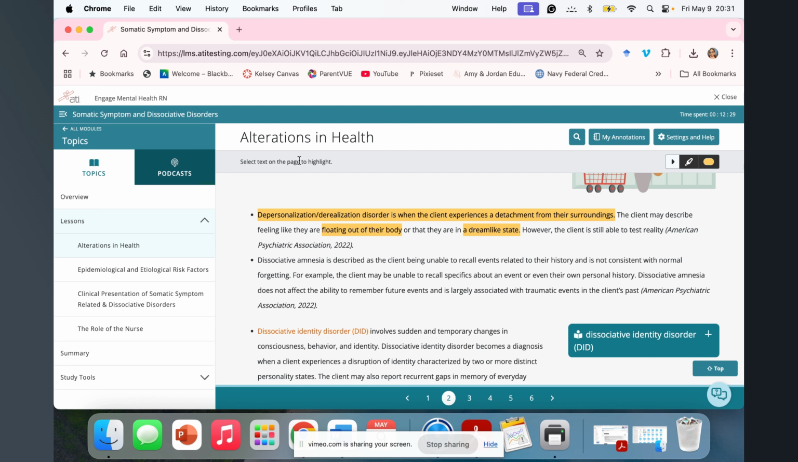When we have dissociative amnesia, this is described as being unable to recall events related to your history and is not consistent with normal forgetting. For an example, a client may be unable to recall specifics about an event in their own personal history.